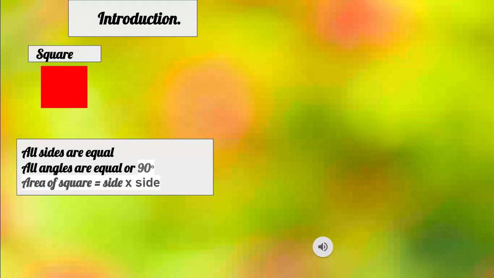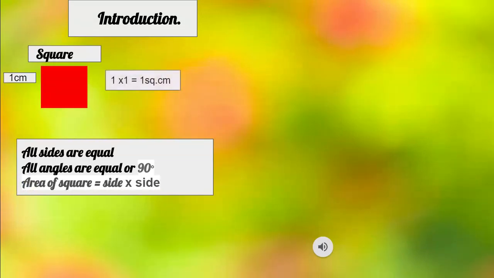Now, how do we find the area of a square? Let's see, if this is a square and each side of the square is 1 centimeter in length, how do we find the area of this square? The area of the square would be side into side, that is the length of one side multiplied by the length of another side. So here 1 into 1, that is 1 square centimeter. This is how we find the area of the square.